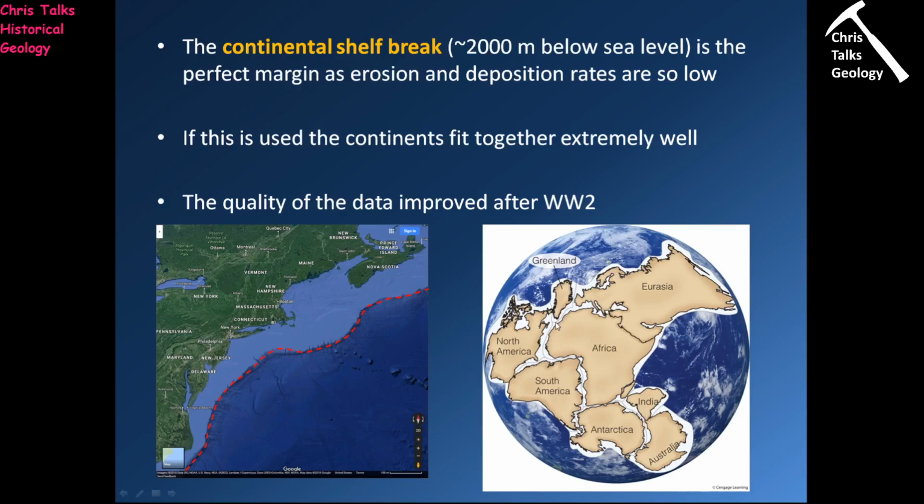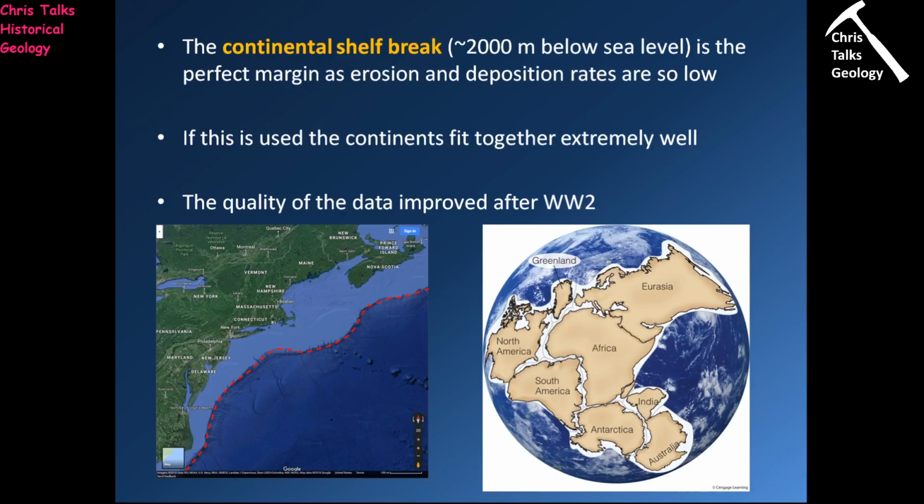So these grey lines are representing the shelf breaks, and as you can see, if you use the shelf breaks, you can actually lock the continents together brilliantly, really, really well. And so once again, the chances of the shelf breaks being able to match each other randomly are very, very low. So straight away, it's a good bit of evidence to suggest that maybe the continents were once joined together.